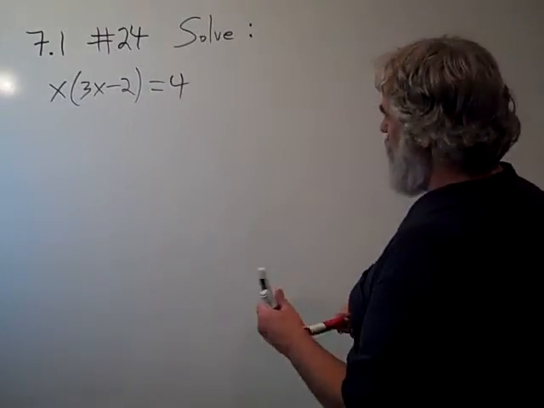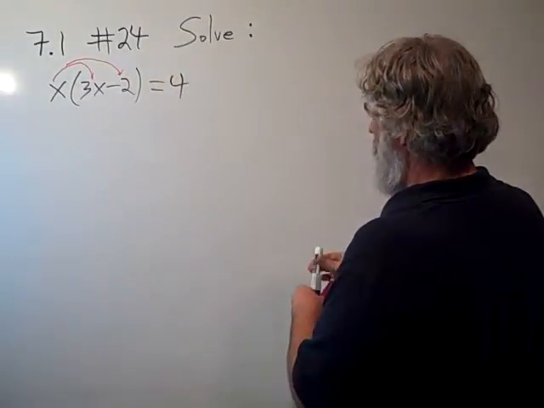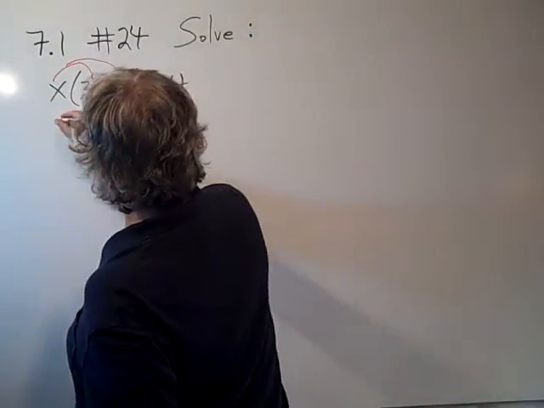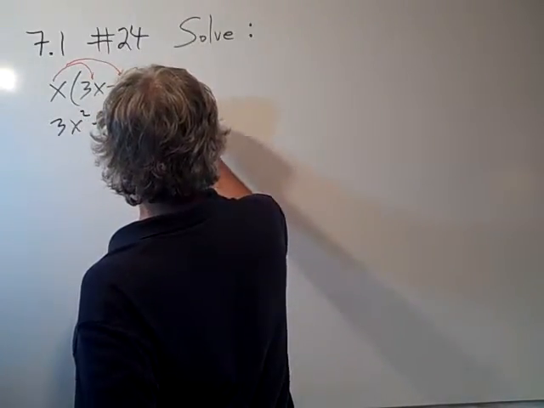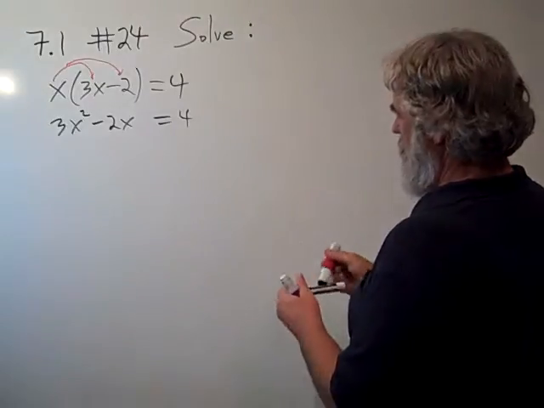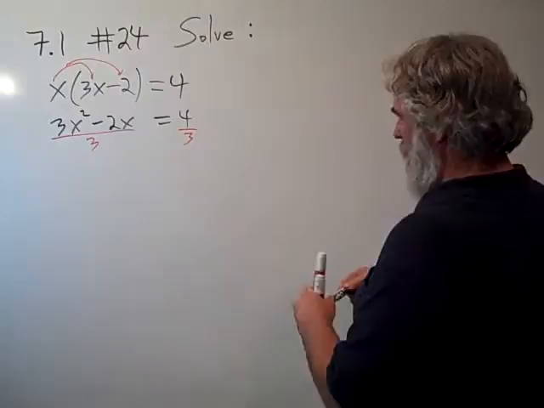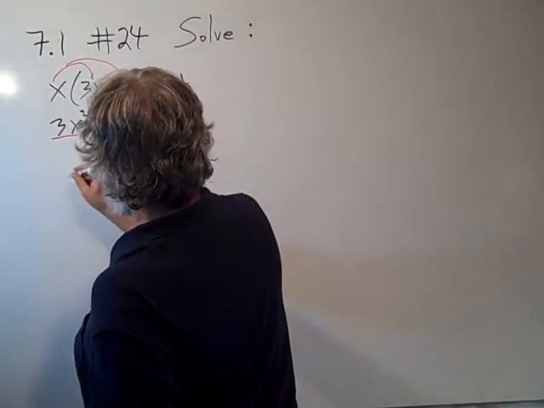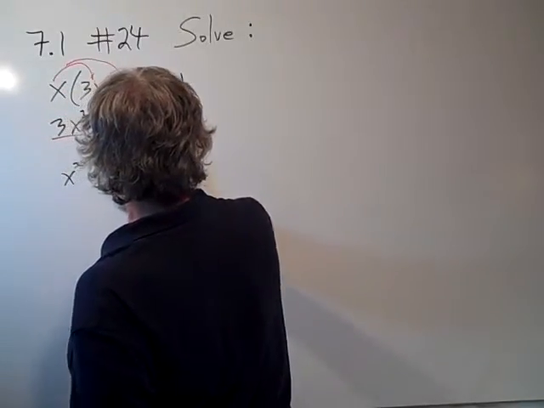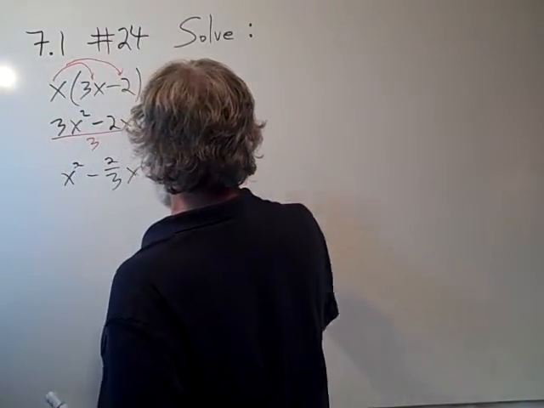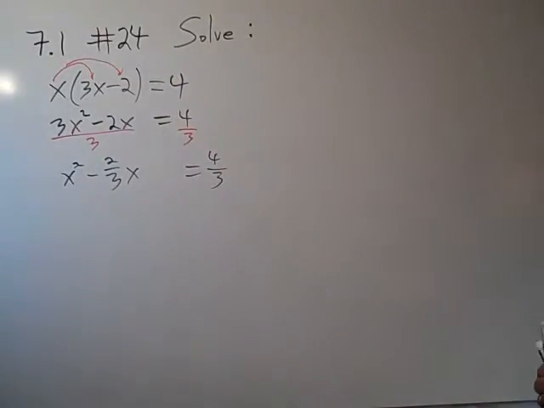Okay, to solve this equation we have to begin by distributing the x. Here we get 3x squared minus 2x equals 4. We divide by 3 on both sides now, and we get x squared minus 2/3 x equals 4/3. And now we start completing the square process.